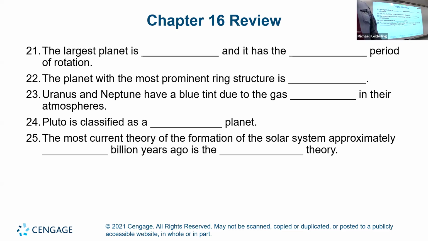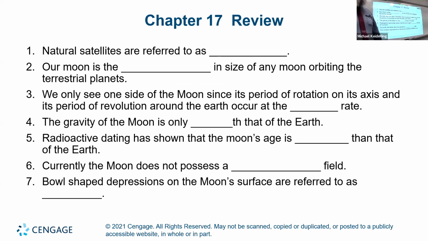And the most current theory of the formation of the solar system, approximately 4.5 to 5 billion years ago, is the nebular hypothesis and condensation theory, which is that it started as a cloud of gas and collapsed and condensed to form the sun and the planets. So that was chapter 16. Chapter 17, natural satellites are referred to as moons.